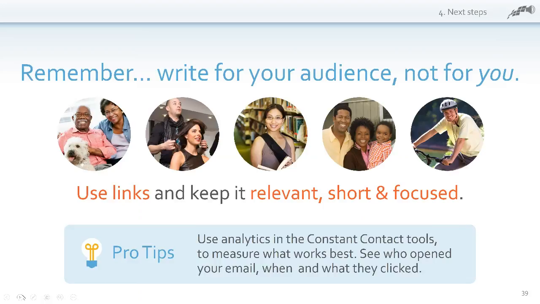If you're using an email marketing service like Constant Contact, you can track which types of content get the most clicks and opens and use that information as a guide for future emails. You can also, from time to time, send out a survey asking your audience what types of content they would prefer to receive from you.